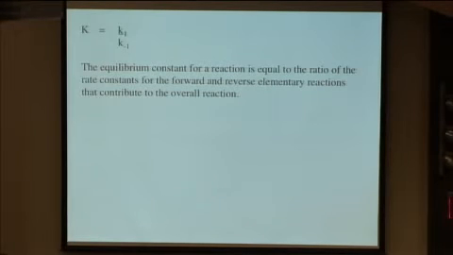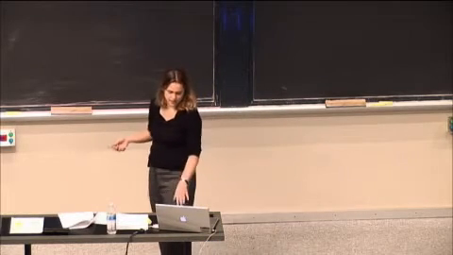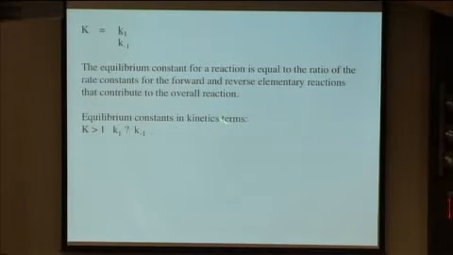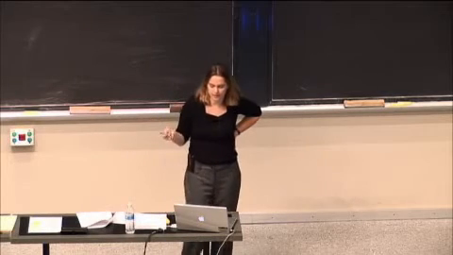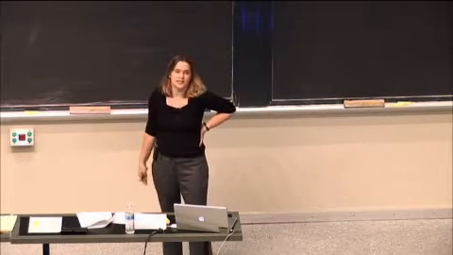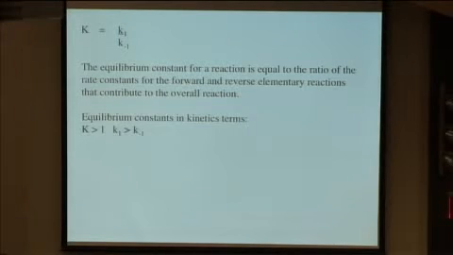So now let's think about what is true about this. So our equilibrium constant then is the ratio of the forward rate over the reverse rate for these elementary reactions. And if we think about rate constants in kinetic terms, if K is greater than 1, if there are more products than reactants at equilibrium, what's true about k1 and k minus 1? Is k1 greater than or less than k minus 1? Right. So the forward rate constant is greater than the reverse rate constant.